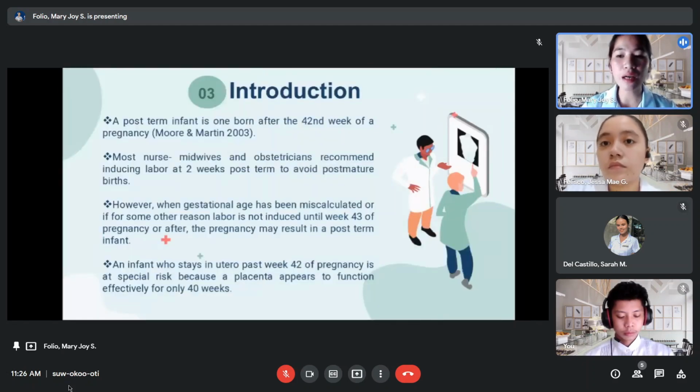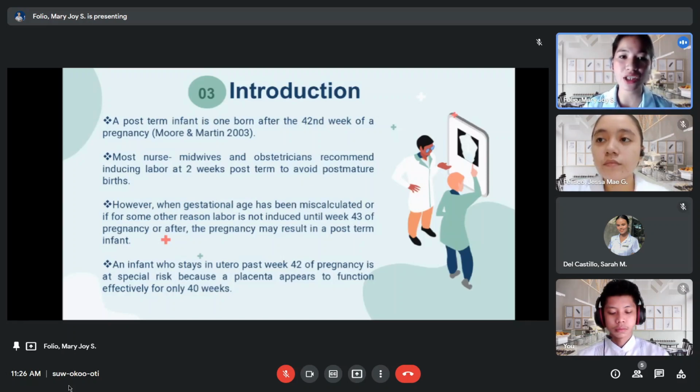So now we arrive at the introduction. A post-term infant is one born after the 42nd week of pregnancy, according to Moore and Martin, 2003. So a post-term newborn is a baby delivered after 42 weeks of gestation. Gestational age refers to how far along the fetus is. As we all know, the gestational age is the number of weeks between the first day of the mother's last menstrual period and the day of delivery.